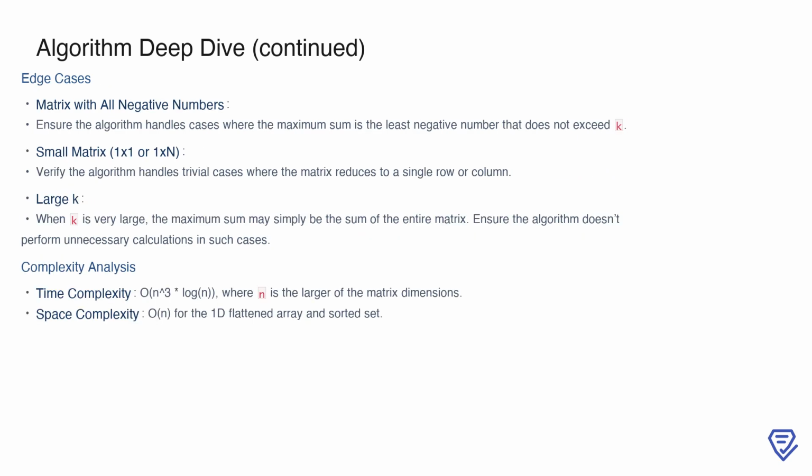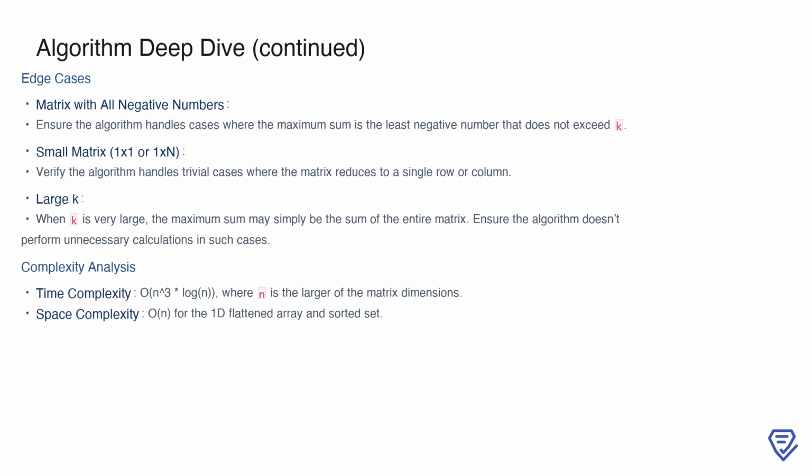When implementing this algorithm, it's important to consider several edge cases. For example, in a matrix with all negative numbers, the algorithm should correctly identify the least negative number that does not exceed k as the maximum sum. Similarly, for small matrices, such as a single row or column, the algorithm needs to handle these trivial cases without unnecessary computations. Another critical scenario is when k is very large, in which case the maximum sum might simply be the sum of the entire matrix. The algorithm should avoid extra calculations in such cases.